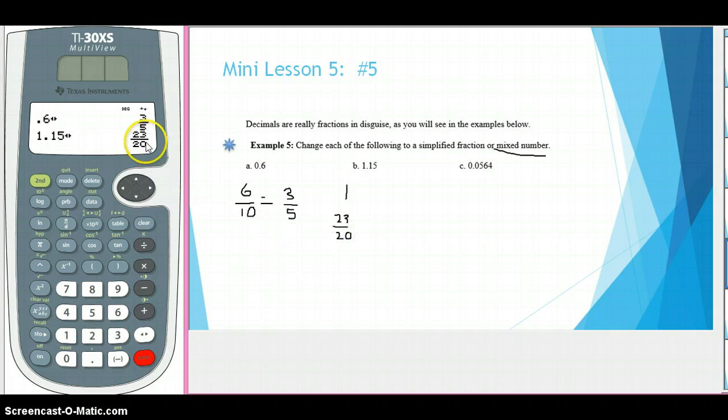And now to change this to a mixed number, I'm going to hit second and this button, and we get 1 and 3/20.